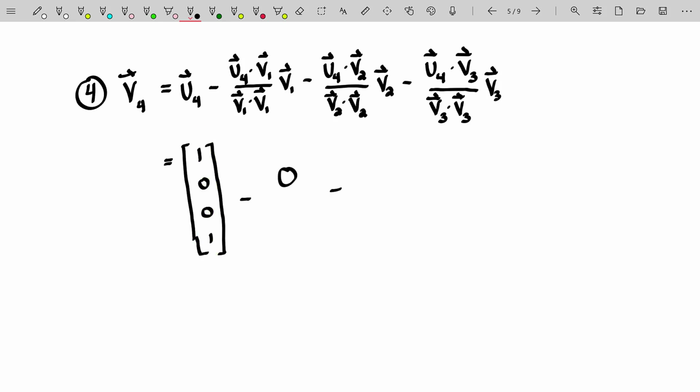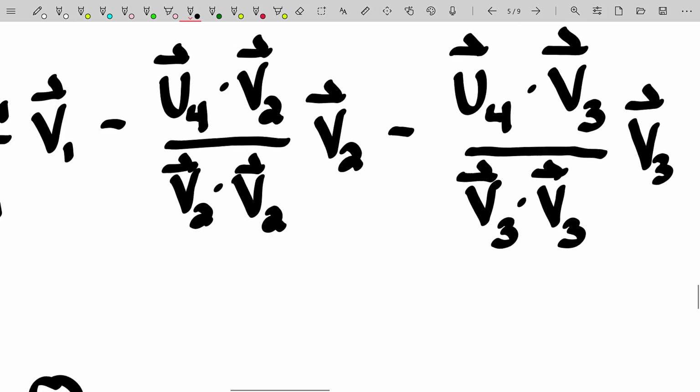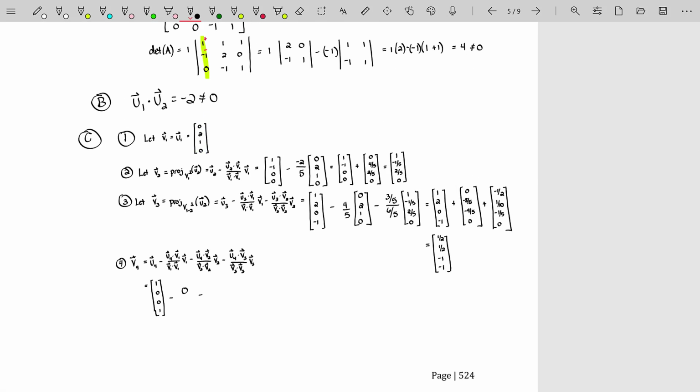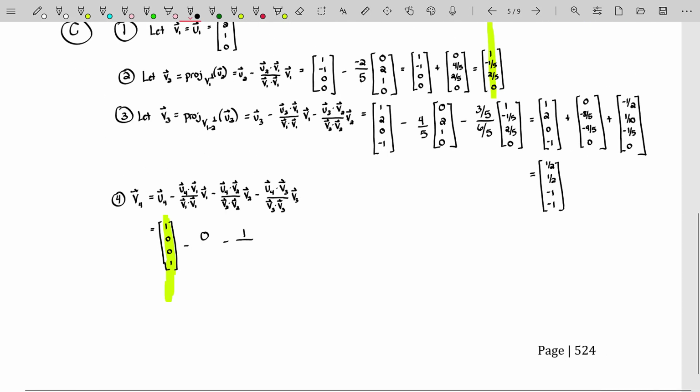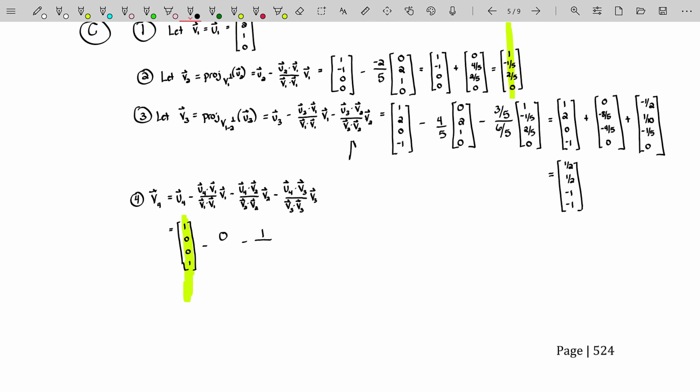Now we're going to subtract off the next fraction, u4 dotted with v2. So that's 1 plus 0 plus 0 plus 0. Oh, that's super nice, right? Over v2 dotted with itself, and we happen to have that right here, which is 6/5. We're going to multiply that by the vector v sub 2, which is 1, -1/5, 2/5, and 0.